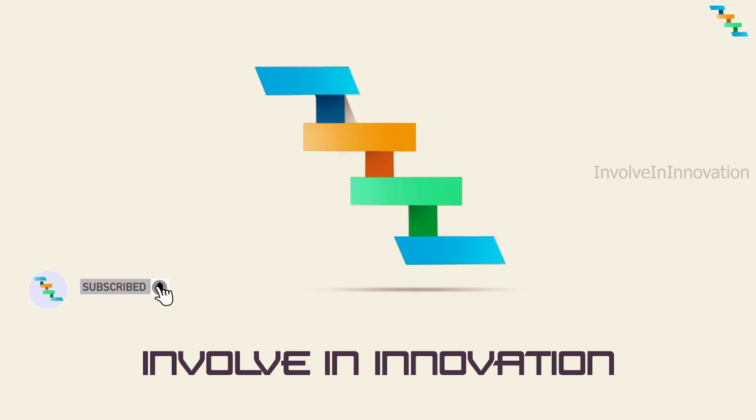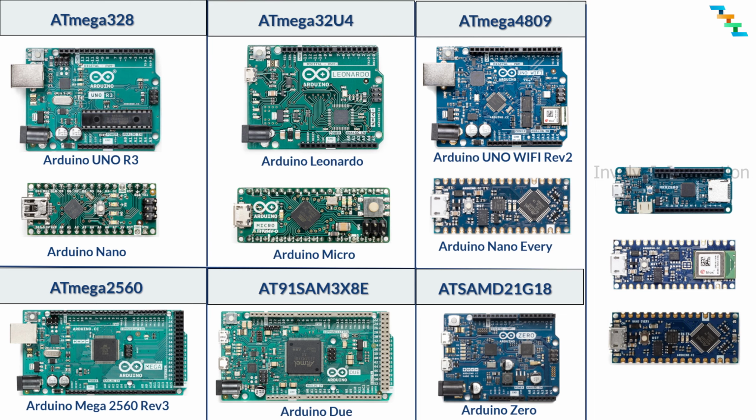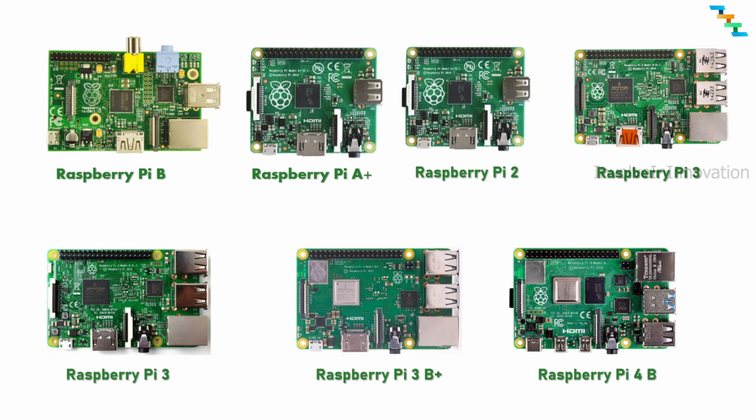In this video, we will see what the difference is between Raspberry Pi and Arduino. These two boards are very common among hobbyists who want to experiment with input-output devices and make some electronic projects. These two are not even comparable. Raspberry Pi is a full-blown computer, whereas the Arduino is a microcontroller.